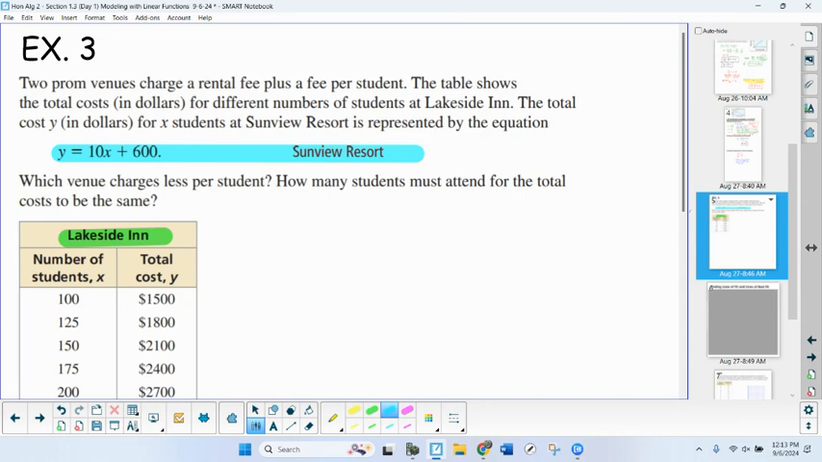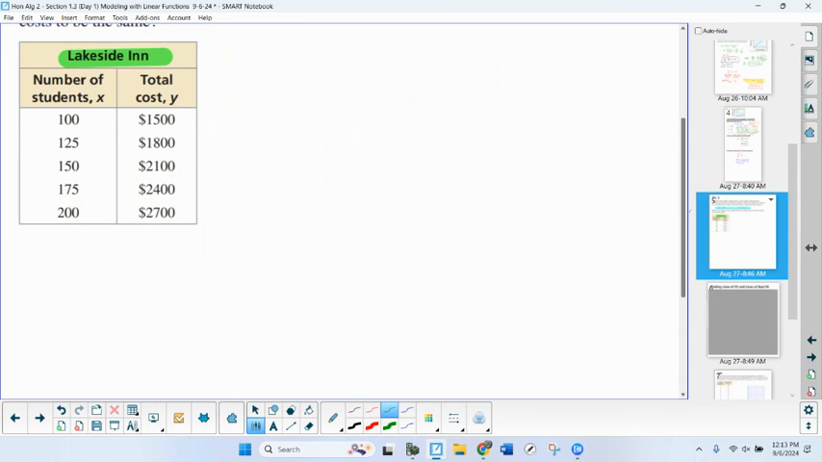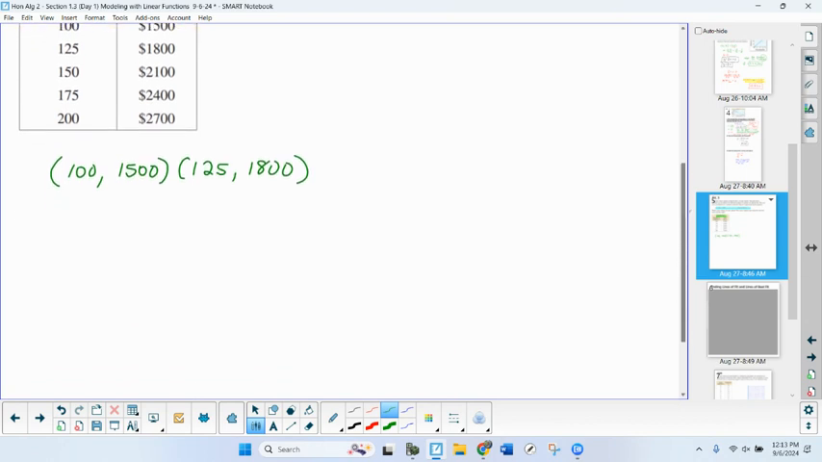What you have to do in a situation like this is write an equation for Lakeside. So, how many points do you need to write an equation? 2. How many did I give you? A whole bunch. Paige, which 2 points do you want to use for Lakeside? You pick. 100 and 1,500, and 125 and 1,800. Okay, perfect. Help me write the equation. Those are the 2 that Paige wanted to use.